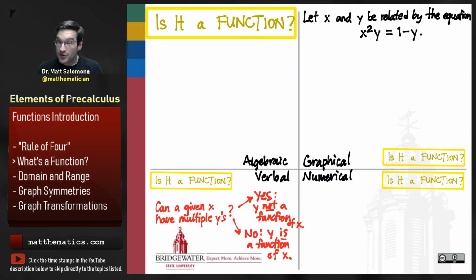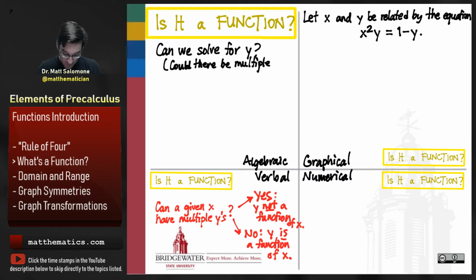Let's investigate it this time in a slightly different way. Let's try and investigate this from an algebraic perspective. How could we use this formula to tell me whether a given x can have multiple y's? So to figure out whether an equation relating x and y describes y as a function of x, what we'll do is ask the question, can we solve this equation for y? And if we can, is there only one solution? Or maybe another way to say it is, could there be multiple solutions?